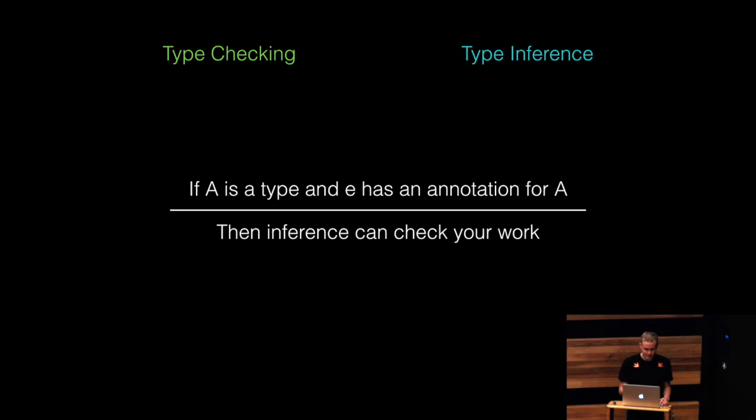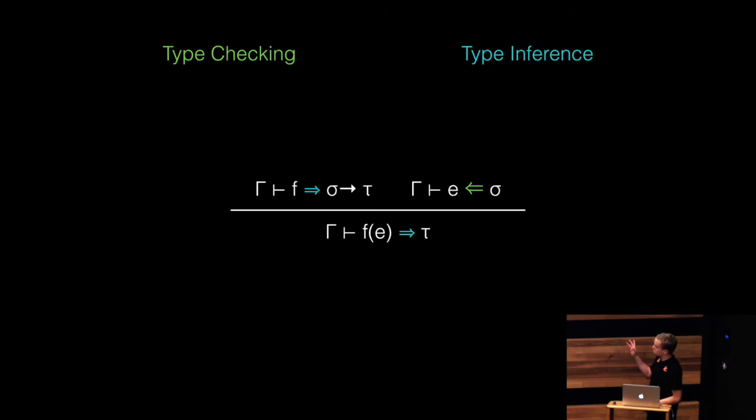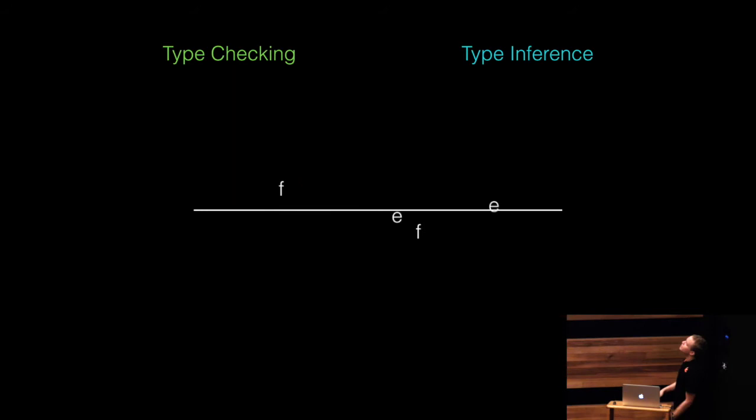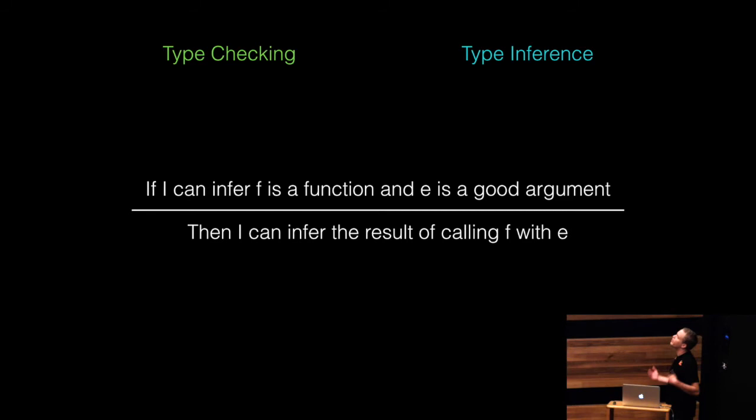Next, we have a rule for function application. And it's, again, the jargon obscures the English. And so we're going to use the English. If I can infer that f is a function from a to b, sigma to tau, whatever, and e is a good argument, e is our sigma, you know, I have a function from bool to bool, e is bool, I can infer the result of calling f with e. I can apply the argument to the function. And we need this rule because you can do nonsensical things, like say, I have a function from int to string, and I feed it a string. Oh, that's not going to work. Because it's not a good argument, because it doesn't have the right type.